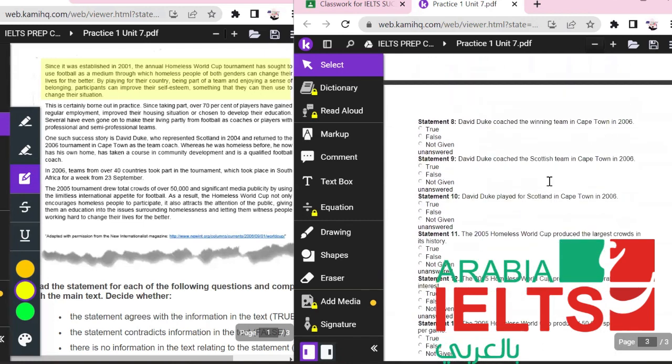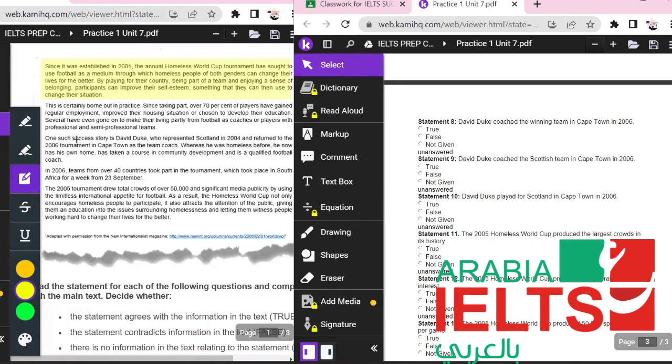Let's move on to the next batch. We have statements 8, 9, and 10 related to the third paragraph. But we want to spot the paragraph based on the keywords. However, we go to statement number 9. It says David Duke, again factual information, coached the Scottish team in Cape Town in 2006. True, false, not given?